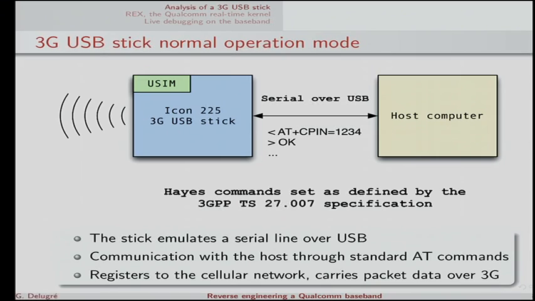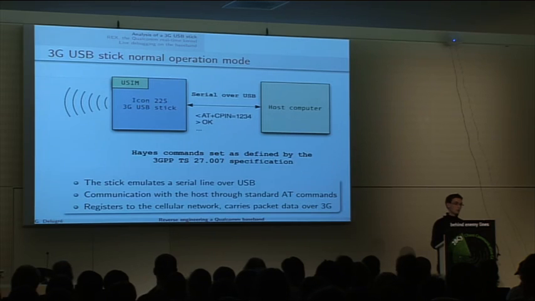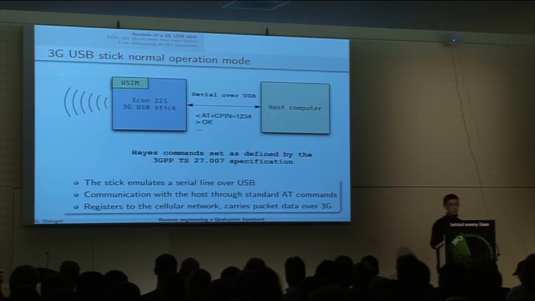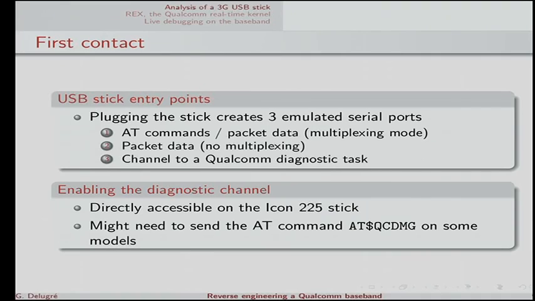The stick is only supposed to carry packet data over 3G. In fact, it's only supposed to do this, but the manufacturer has just taken the baseband of a full-blown phone and put it into a USB stick. So when you look inside it, it can also do circuit switched operations, which means voice and such things. The only difference with a phone is that obviously you have no screen, no speakers, no microphone, and no GPS and such things.